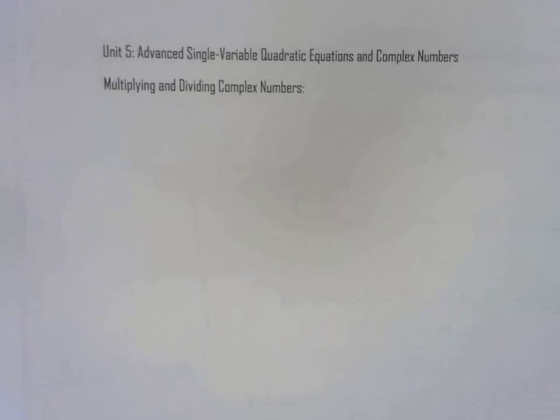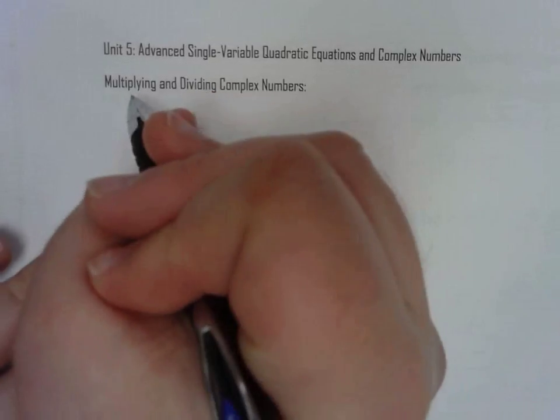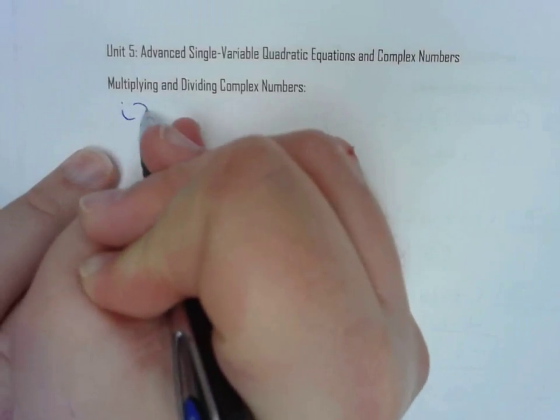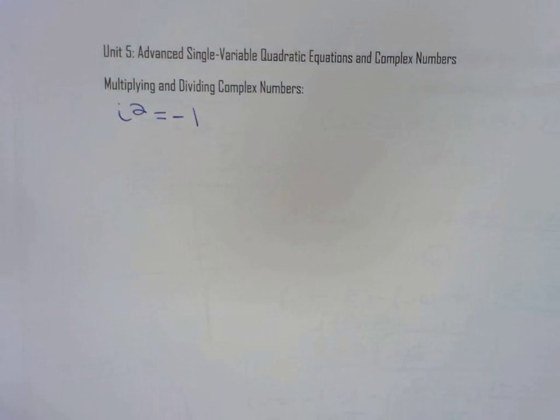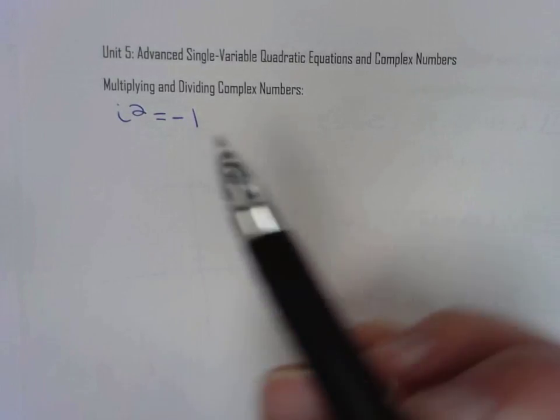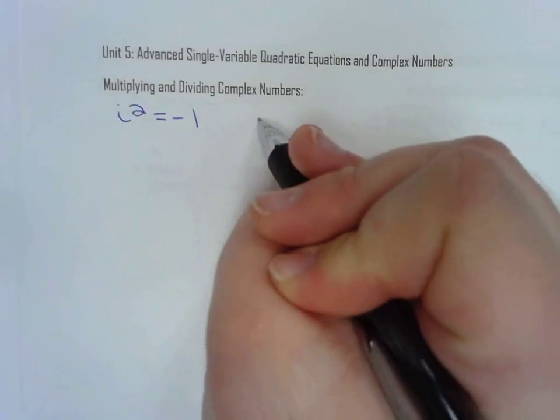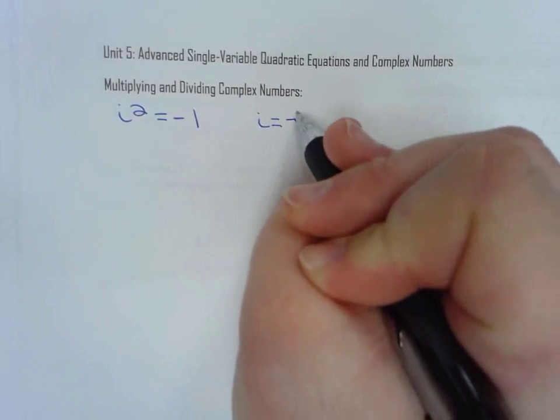Okay, let's look at multiplying. We're going to do dividing tomorrow. We're going to look at multiplying today. Okay, you do it the same way. However, this is the thing that's going to be different. i squared is equal to negative 1. So, kind of a characteristic of i that we use is that i squared is equal to negative 1. So i is the square root of negative 1. Either way you write it.